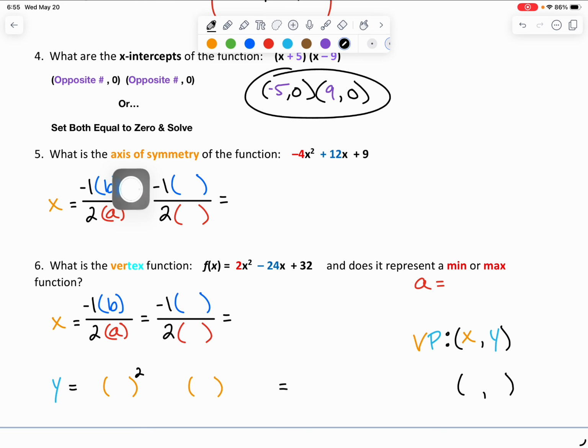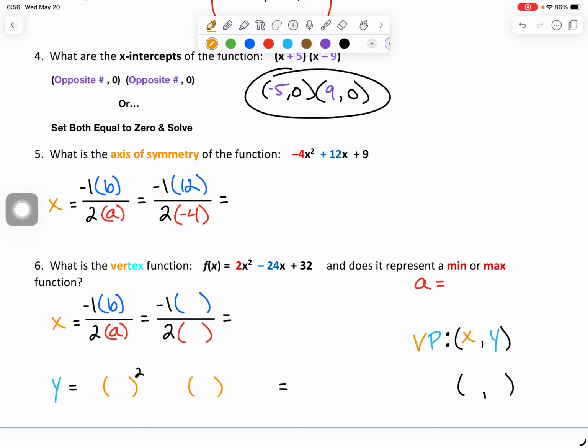Number 5, what is the axis of symmetry of the function negative 4x squared plus 12x plus 9? We have our formula here, x equals negative b over 2a, so we will do negative 1 times b. Negative 1 times our b, the coefficient of x is 12. Let's go ahead and put that in. 2 times a, negative 4.